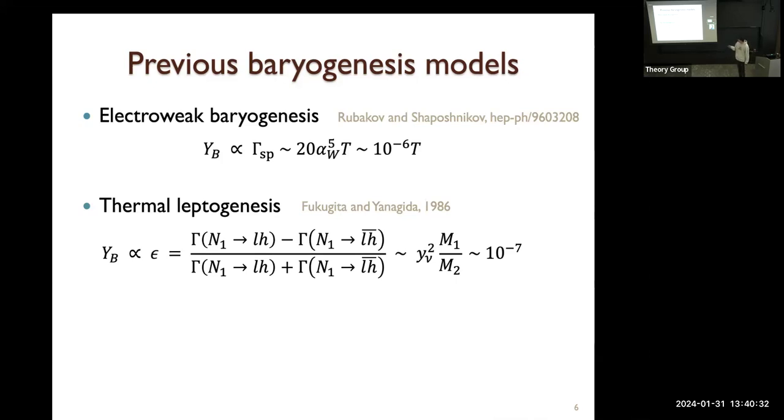And this is roughly 10, of course, it's more complicated, but roughly 10, and this y nu square gives roughly 10 to the minus 6. But that difference, that numerator, is loop induced. Instead, the denominator is not, it's tree level. So there's a loop factor.